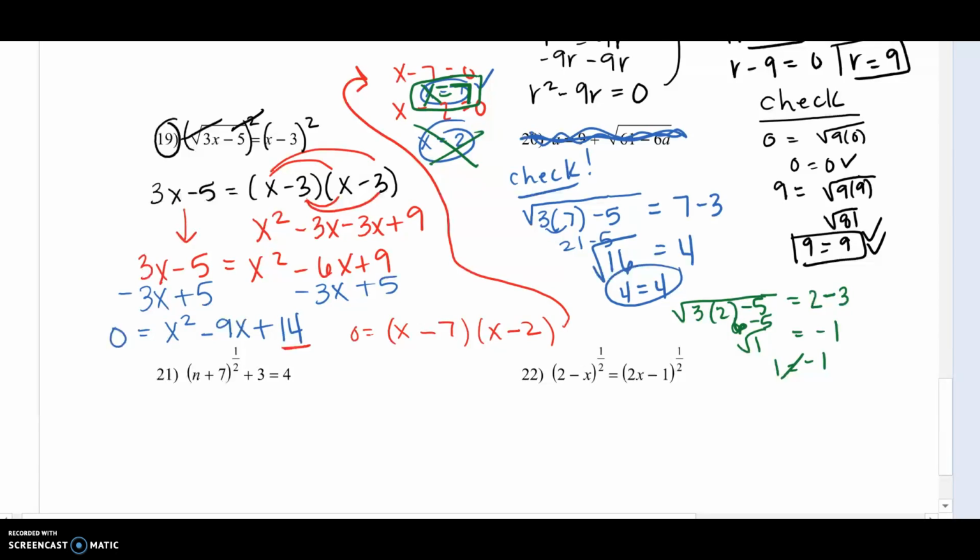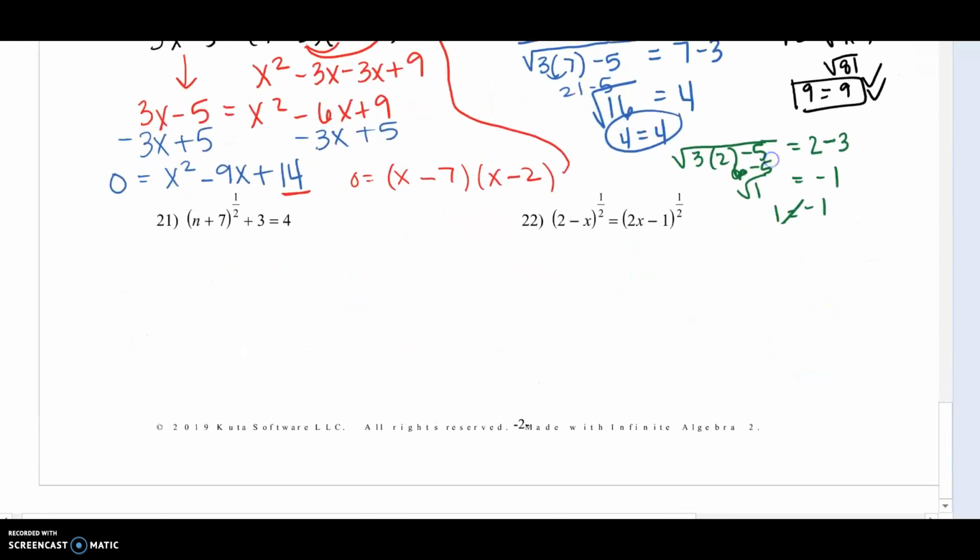Okay? So let's go ahead and do 22, which is your 20. The first thing you need to recognize is that if I rewrote this, it's just the square root of 2 minus x equals the square root of 2x minus 1. And so in order to get rid of the square root, I square both sides. So I end up with 2 minus x equals 2x minus 1.